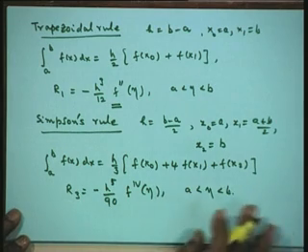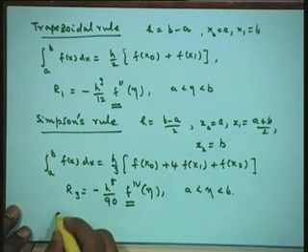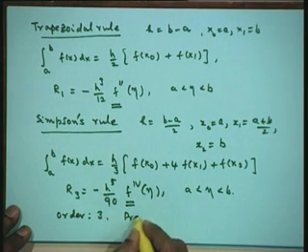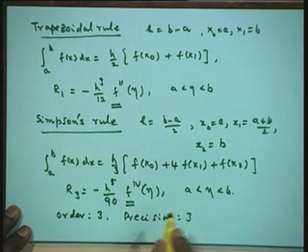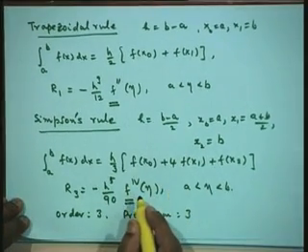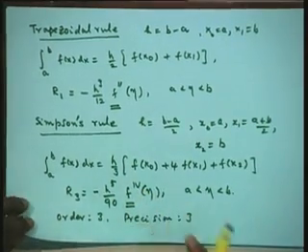Now, from this we have concluded that because the error term contains a fourth derivative, the order of the Simpson's rule is 3, which we also call precision 3. Therefore, Simpson's rule integrates exactly polynomials of degree less than or equal to 3. This happened because the error constant turned out to be 0, and hence the order of the formula has gone from 2 to 3. Higher order Newton-Cotes formulas can also be used. That means, instead of 3 points we can use 4 points, 5 points and so on.